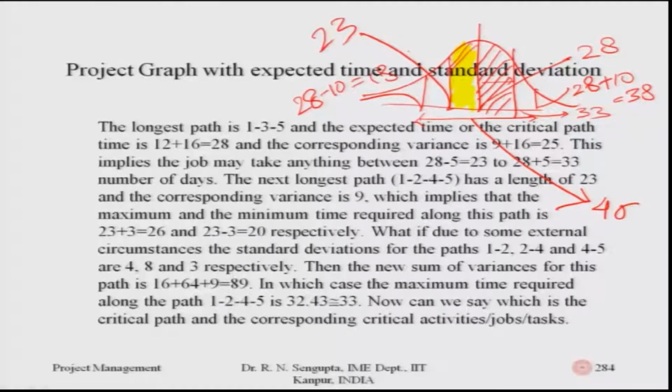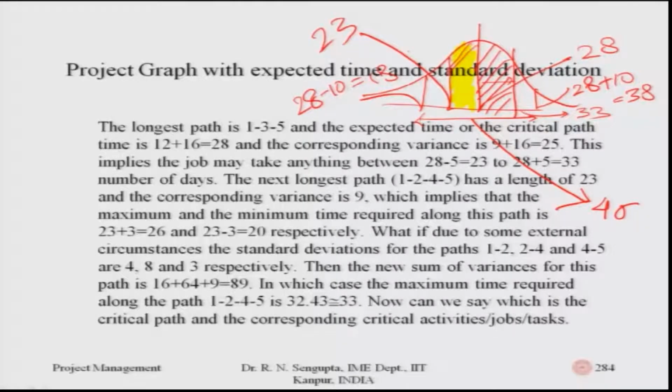So, what if due to some external circumstances the standard deviations of the activities 1-2, 2-4 and 4-5 in the next longest path are given as 4, 8 and 3? Then the new sum of the variance for this path would become 4 square, which is 16, 8 square is 64, 3 square is 9. So, it is basically 89, in which case the maximum time required along this path would be found out as 32.43, which is 33. So, I am just trying to bring some information into this concept.